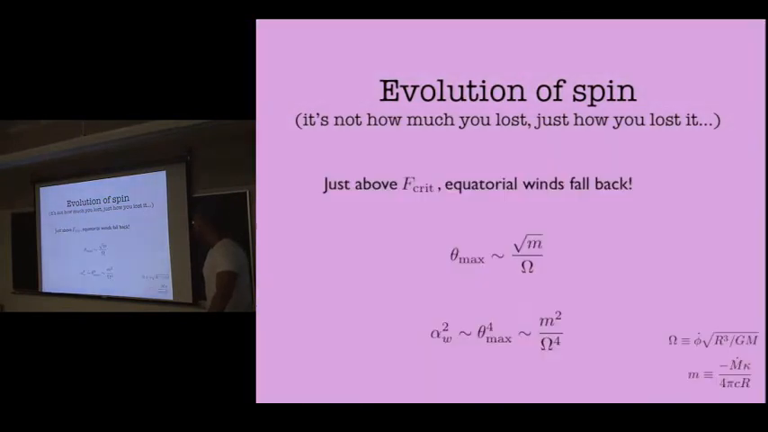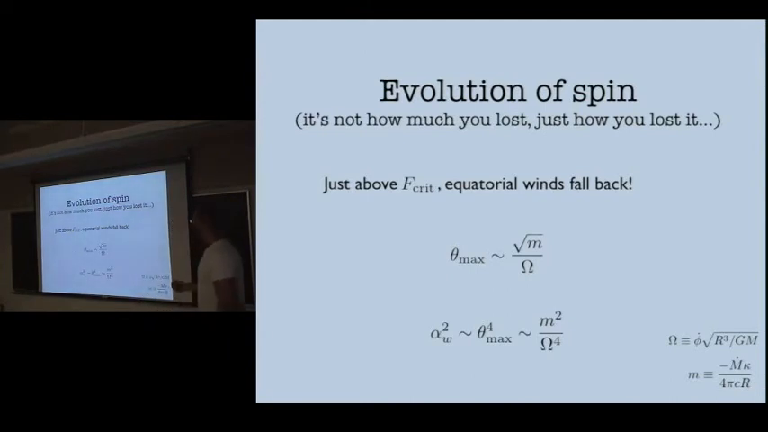And what we found is that just above the Eddington luminosity, or actually the critical luminosity, to take into account rotation, the equatorial winds fall back. So at the surface of the star, it seems as if the winds are going to reach infinity, but the equatorial winds are more sensitive to the mass loss than the pole winds, and at some point they stagnate and fall back. Since they fall back, they take no net angular momentum.